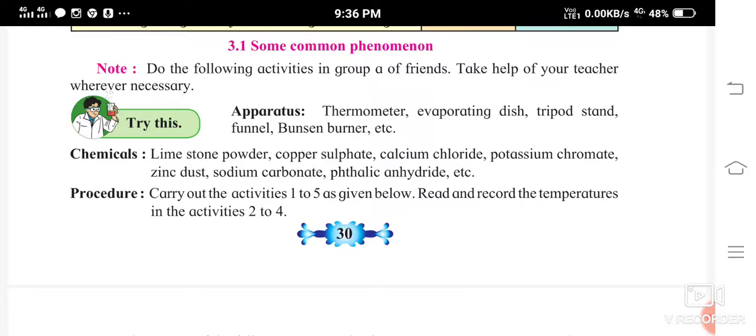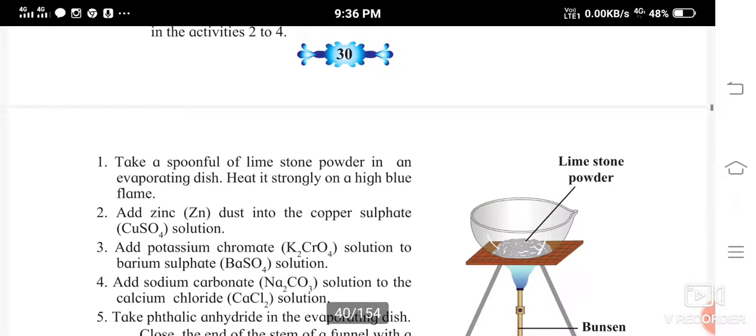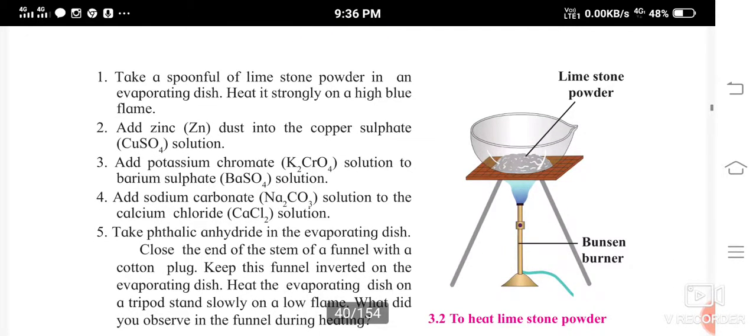Now chemicals, what you require that is limestone powder, then copper sulfate, calcium chloride, potassium chromate, zinc dust, sodium carbonate, phthalic anhydride. Now see, carry out the activities 1 to 5 as given below and read and record the temperatures in the activities 2 to 4. Now see what activities you are going to do.